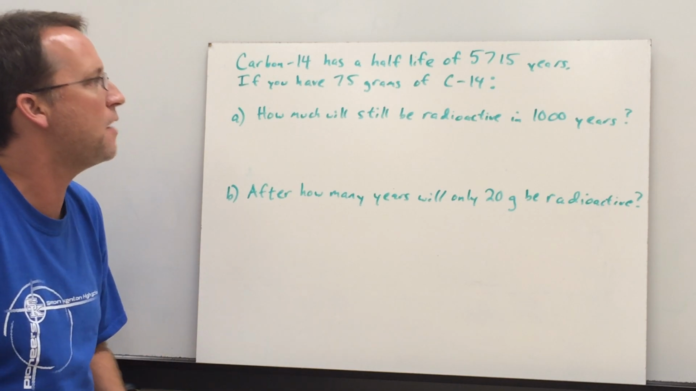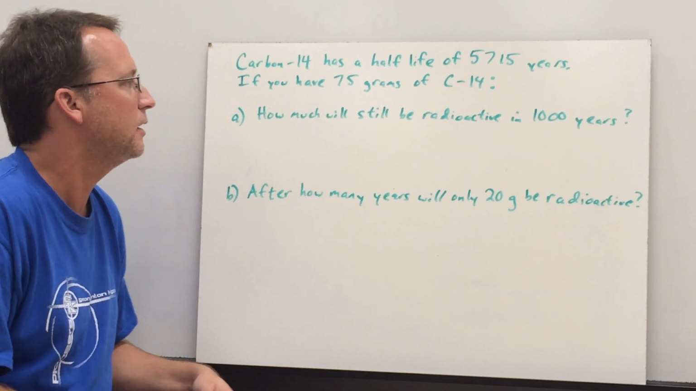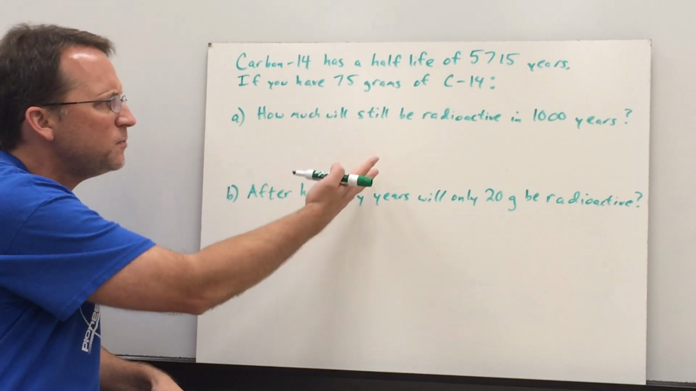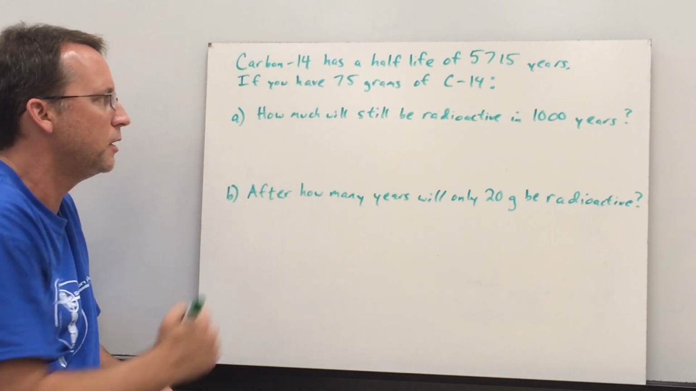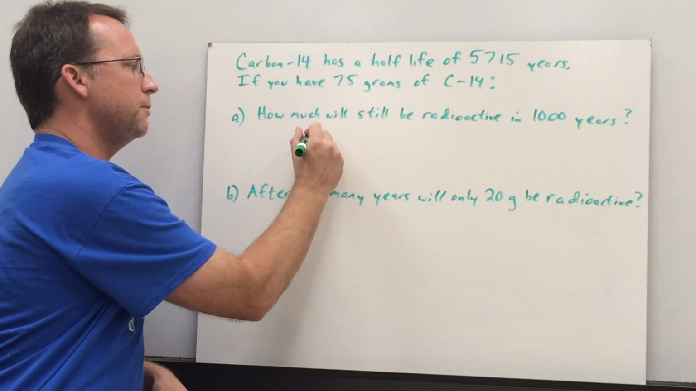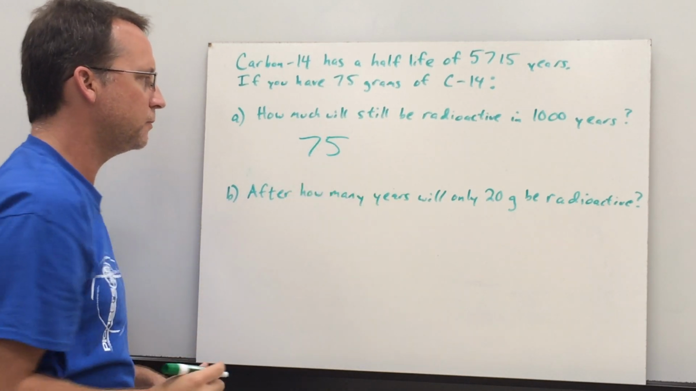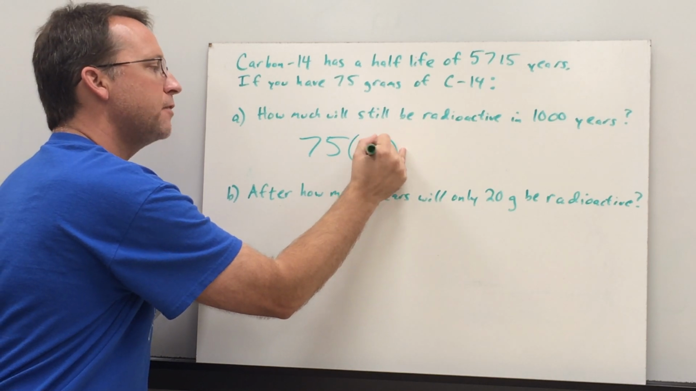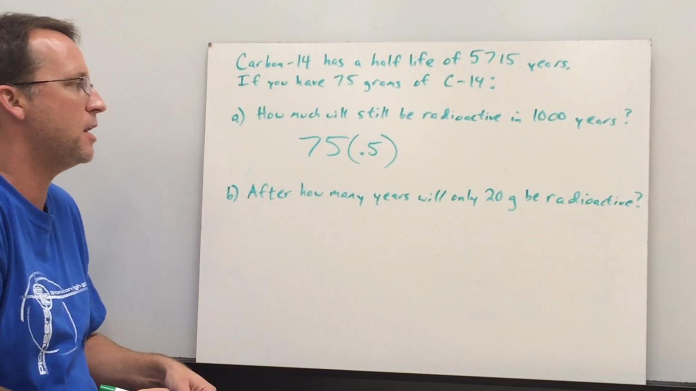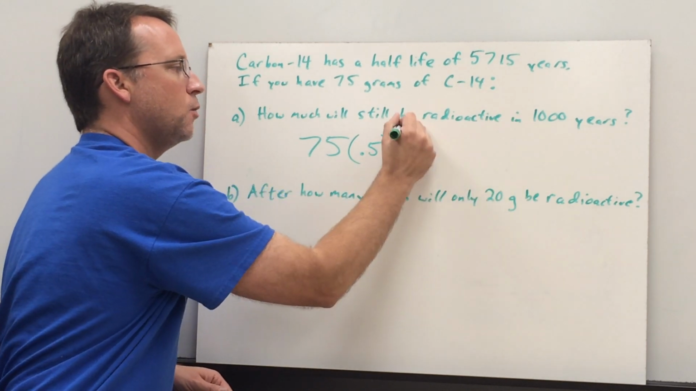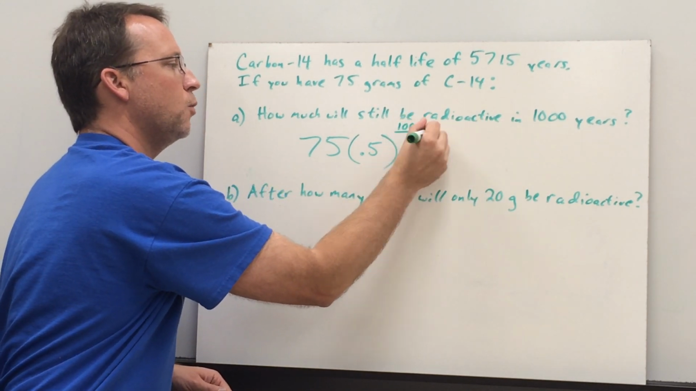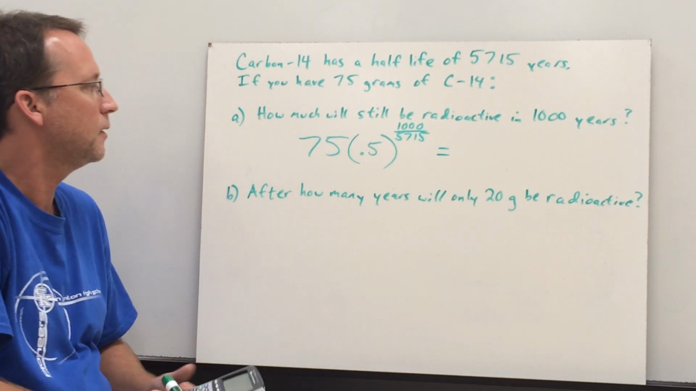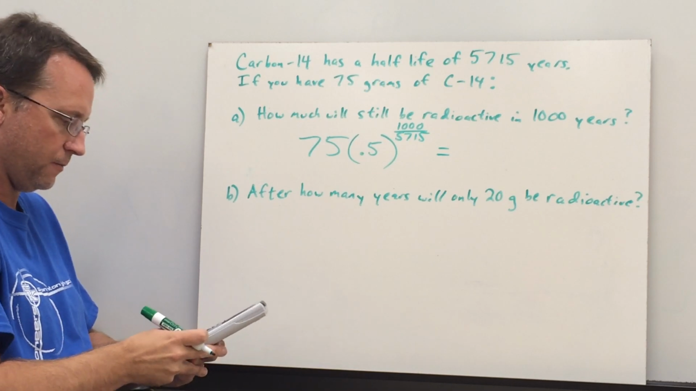And we're going to say we have 75 grams of C14 here at the beginning. How much will still be radioactive in 1,000 years? Again, we've done problems like this before. Reminder, we've got our initial value, 75 grams. Then your decay factor is a half, or 0.5, because only 50% of this will remain radioactive. Instead of just raising it to the 1,000th power, we do 1,000 over the half-life, like that. And then we evaluate this in the calculator.